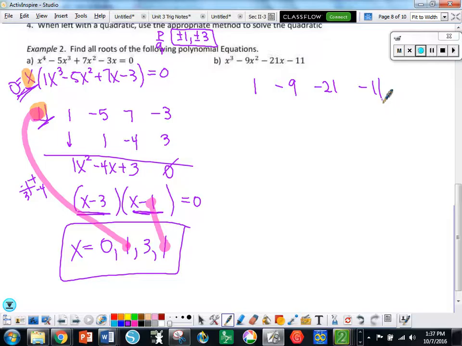Now we have to kind of list our possibilities. This is the P, this is the Q. So if it's P over Q, the factors of P are 1 and 11, yes? The factors of Q are just 1. So these are my only choices. Why don't you try it? See what you get. Just try something.